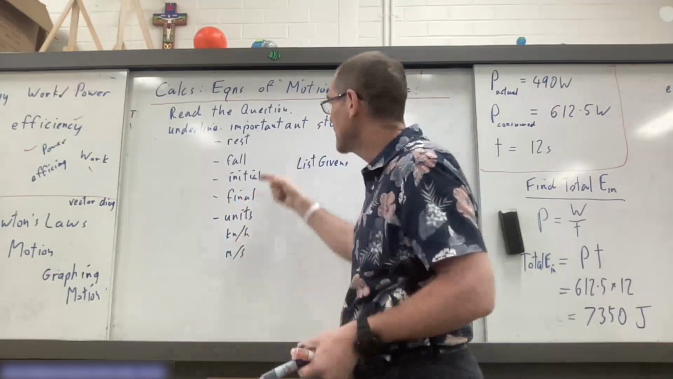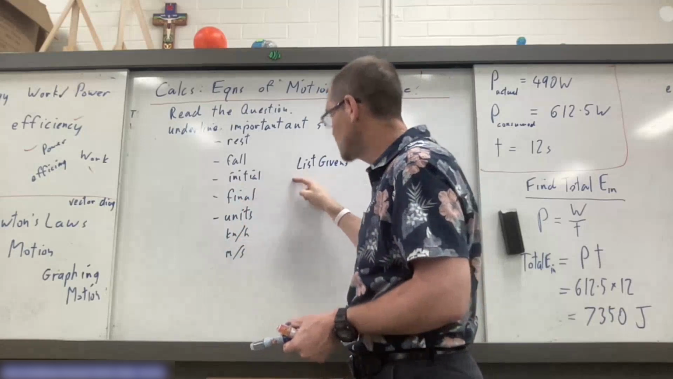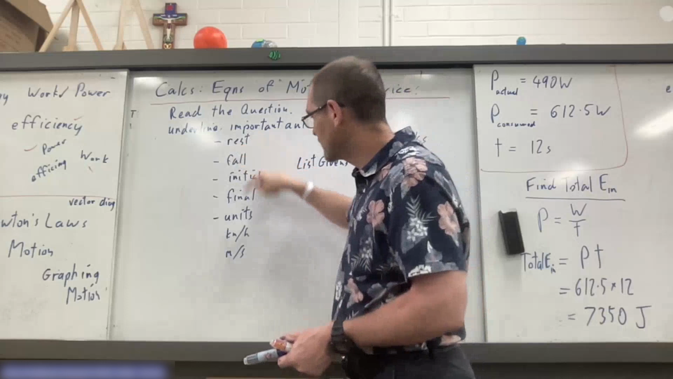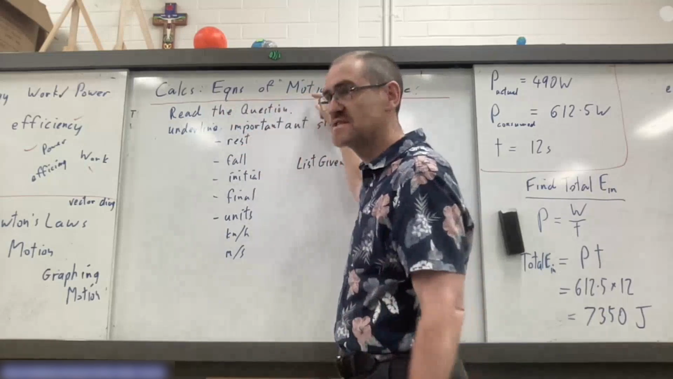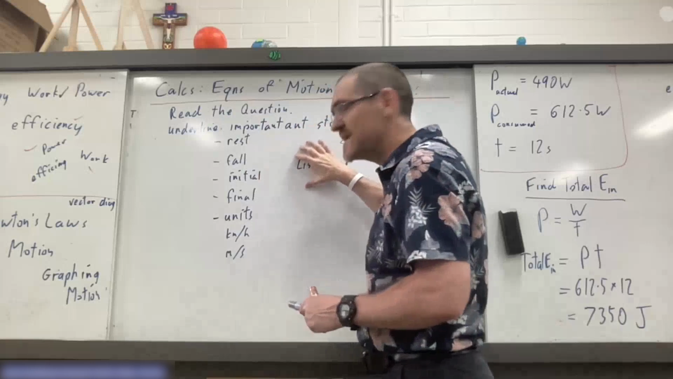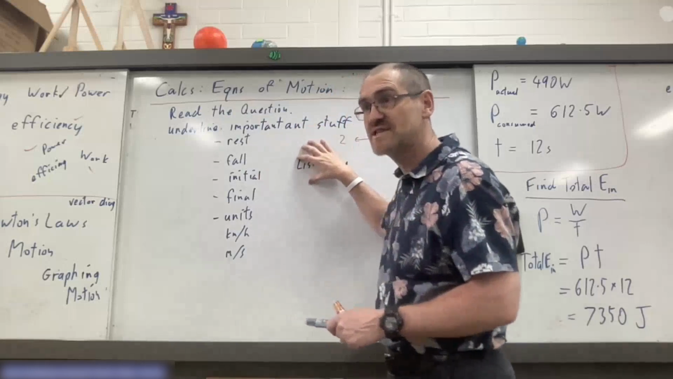But for example, if we say it's falling, you'll want to say G equals 9.8. Okay, if you underline the initial velocity, that's it. You don't need to write that down again, but just make sure you show me, the examiner, that you know what the important information is.